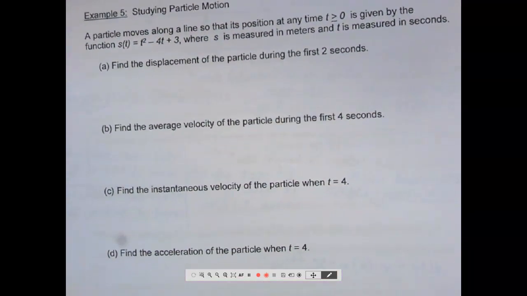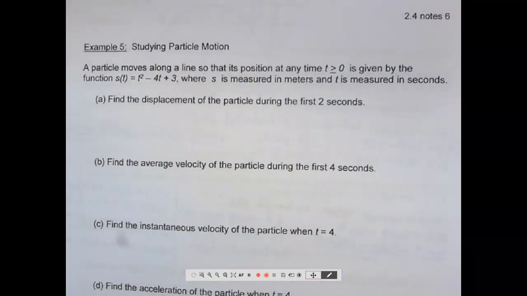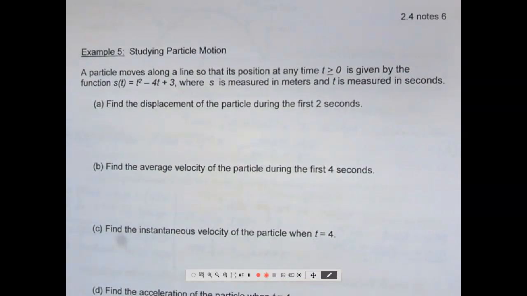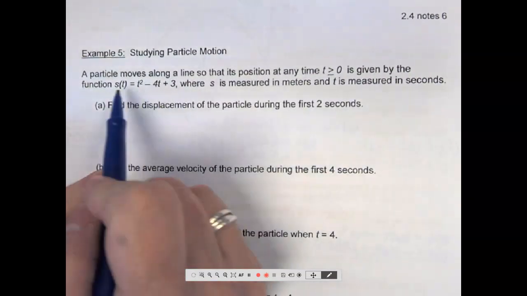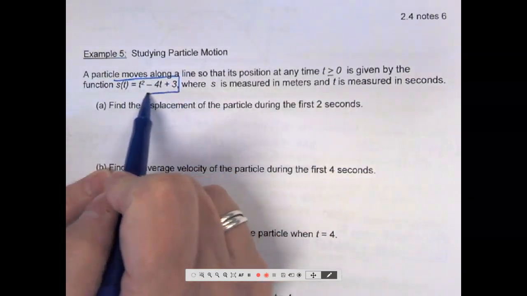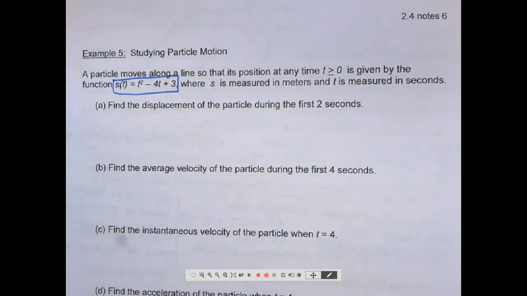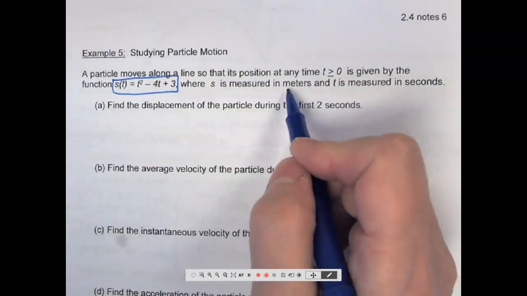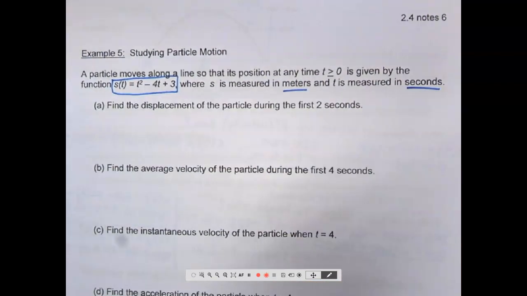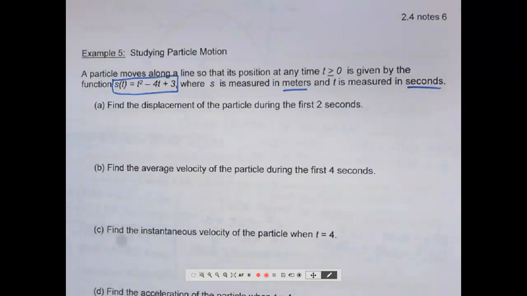Studying particle motion. A particle moves along a line so that its position at any time t greater than or equal to 0 is given by this function right here, where s is measured in meters and t is measured in seconds. Those are our units that we'll be using. Find the displacement of the particle during the first 2 seconds.